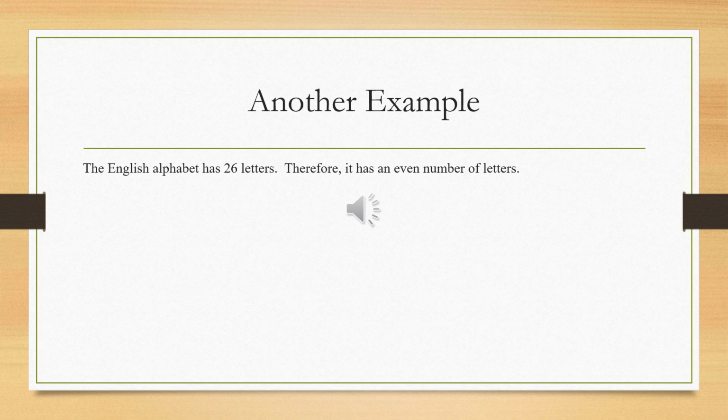Now we go to the next step. In fact, does the English alphabet have 26 letters? And the answer is yes. So here we have a valid argument with an actually true premise. Therefore, it is a sound argument. The conclusion is necessarily true.